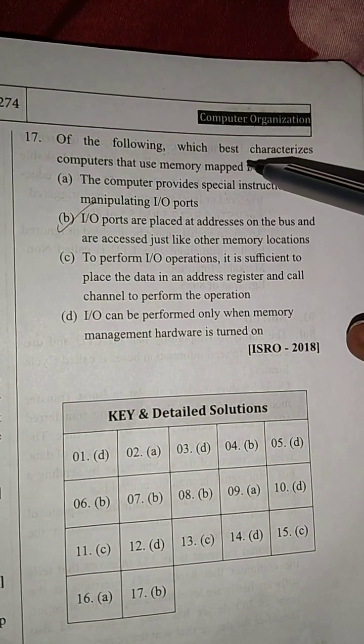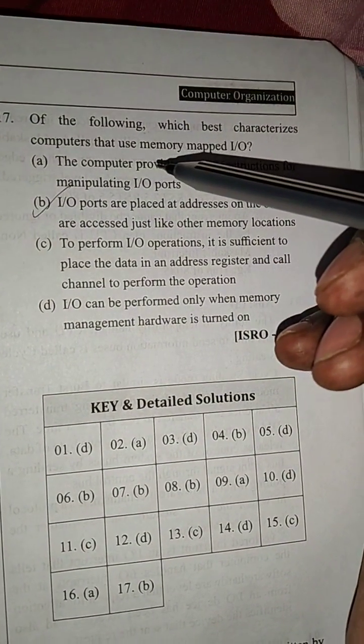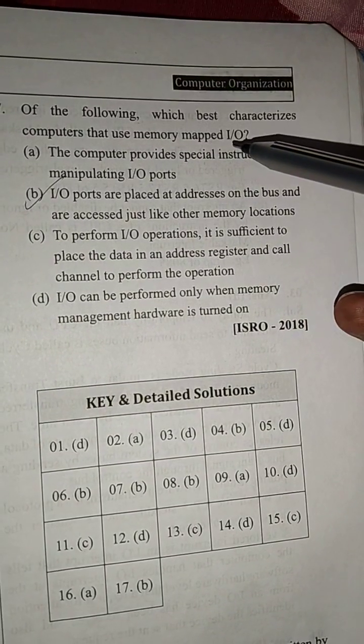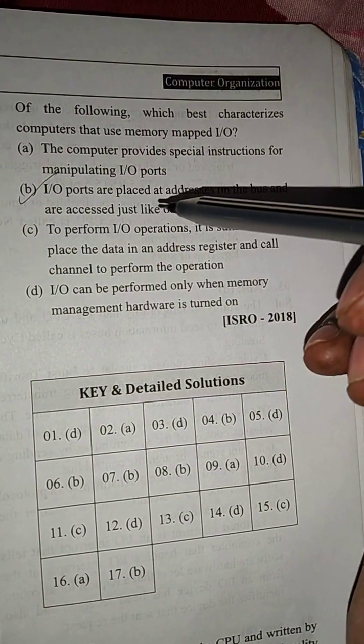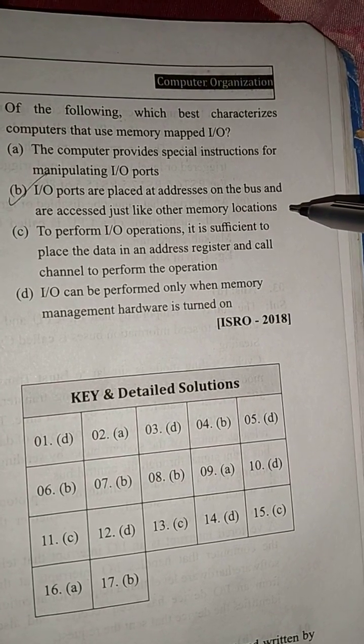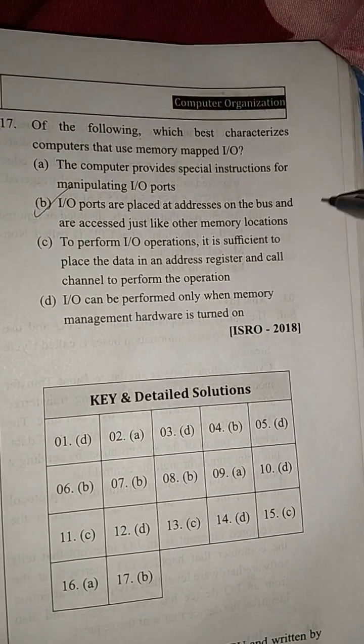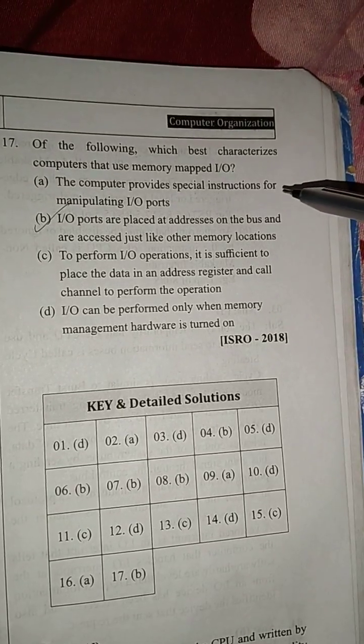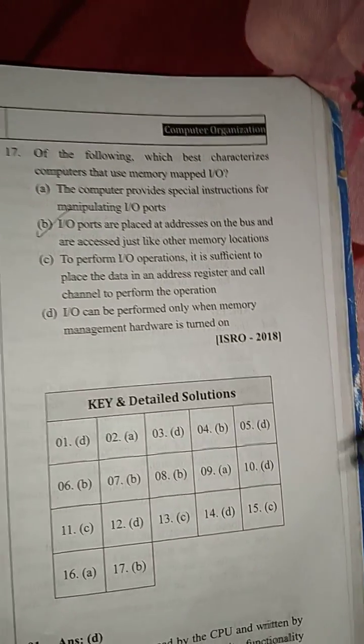Of the following, which best categorizes a computer that uses memory-mapped input-output, where ports are placed at addresses on the bus and are accessed just like other memory locations. The computer provides a serial instruction set for manipulating input-output ports.